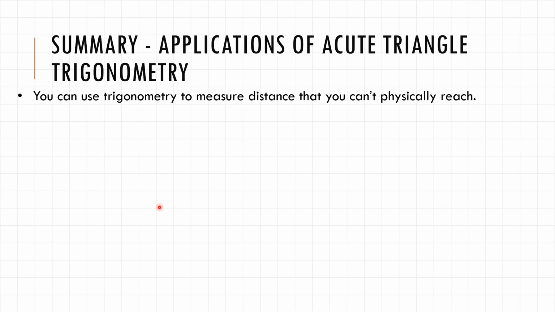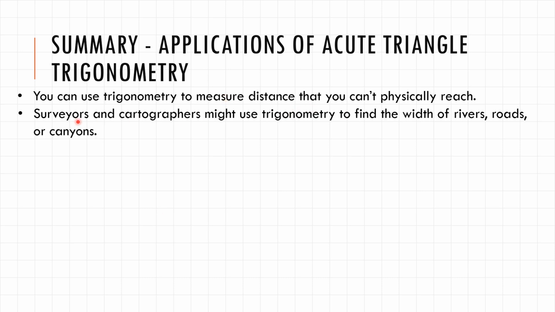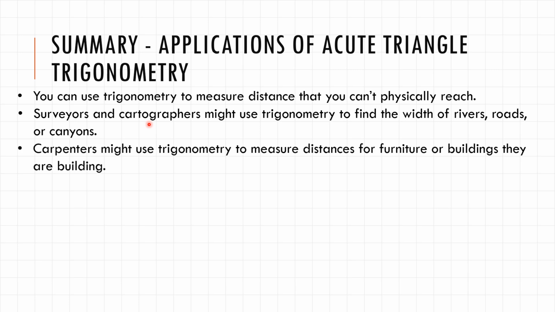You can use acute triangle trigonometry in real life, especially to measure distances that you can't reach. Surveyors or cartographers might use it in that way. Carpenters might use it to measure buildings or measure furniture, especially if they're unable to reach one part of the building.